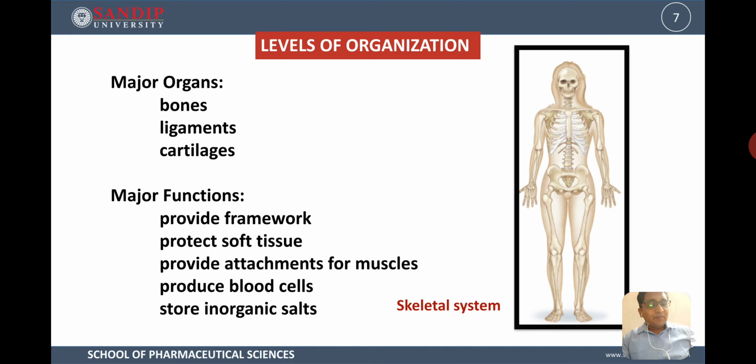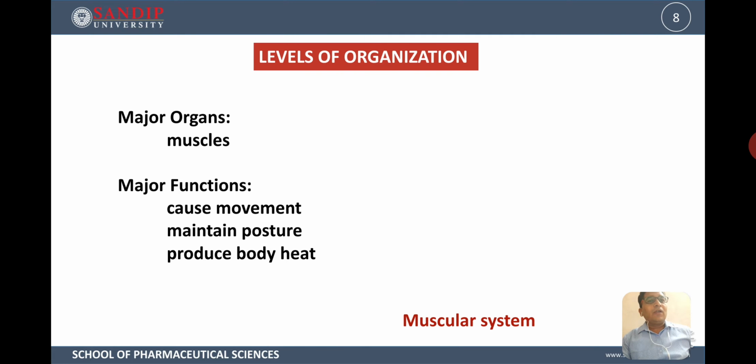For example, red blood cells, white blood cells. So these are some examples. Then another main function of the skeletal system is to store inorganic salts, for example calcium. Many times, whenever we have a problem with the bones, the physician always gives one suggestion: you can increase your intake of inorganic salts, for example calcium.